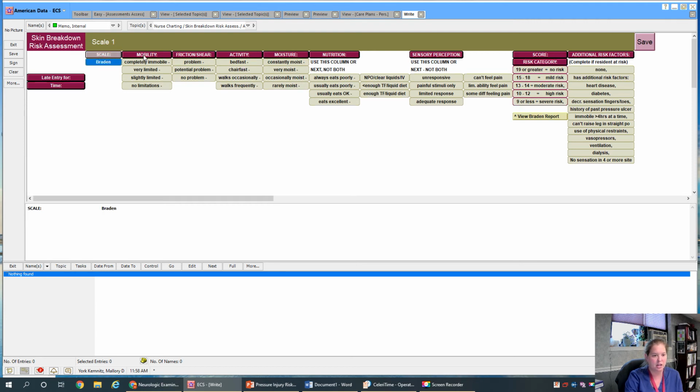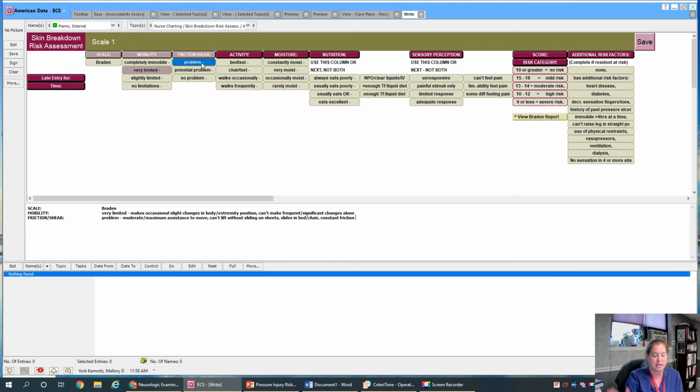So we're doing a Braden scale. For mobility, it looks like the person was pretty limited. Needed an easy stand for transfers, not ambulatory, so probably not, especially if needs a mechanical lift, probably not able to make any significant changes to the body position. Definitely a problem with friction and shear. The head of the bed on this person's elevated all the time. They need extensive assistance with bed mobility, so we're definitely looking at a problem. We said we were looking at a chair fast person.